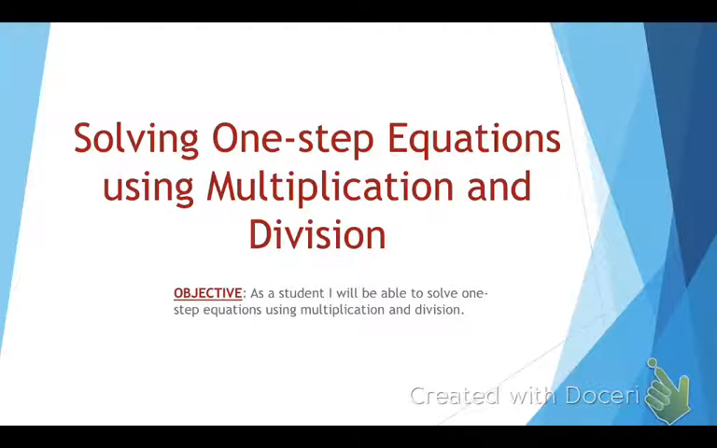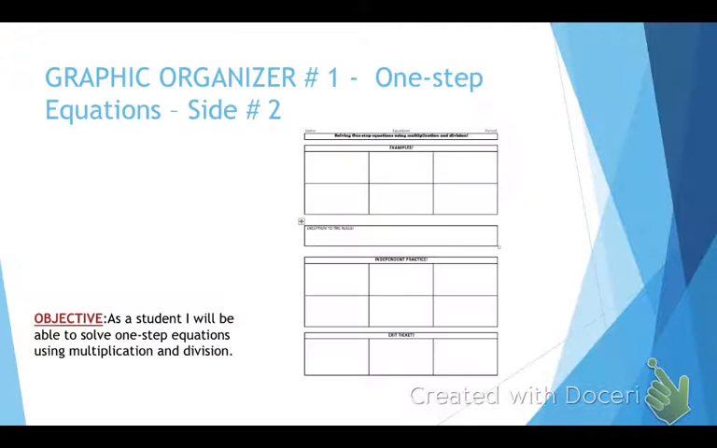Remember, your objective for today is you should be able to solve those one-step equations using multiplication and division. We're going to get started. There is an exception to the rule in this, so you got to make sure that you're paying attention to this video because otherwise you could come across something that you have no idea what to do. Alright, you need graphic organizer number 1. This is the second side. You have already done the first side, you just did it. Ladies and gentlemen, we're going to get moving on.